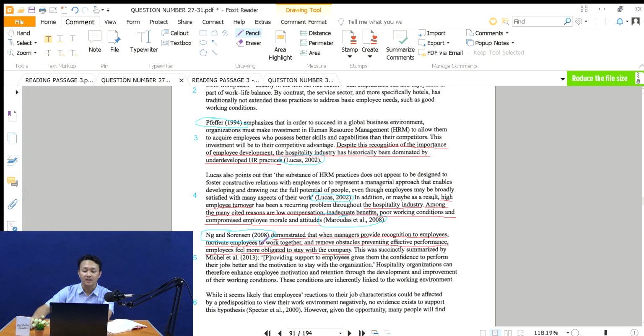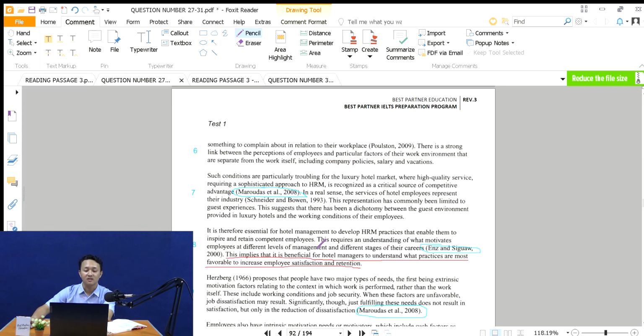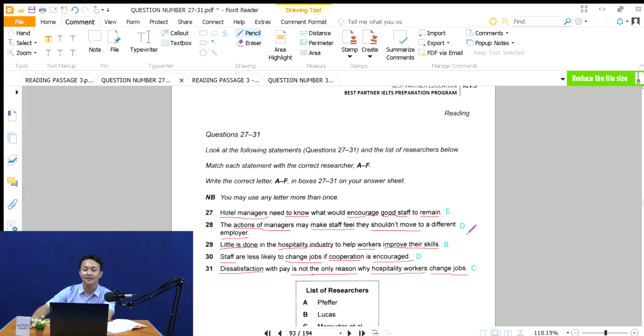See, Ng and Sorensen demonstrated that when managers provide recognition to employees, motivate employees to work together, and remove obstacles preventing effective performance, employees feel more obligated to stay with the company. So these are the things that the managers should do to make the employees less likely to find another job or to change to another company. Yeah, so the answer is D.